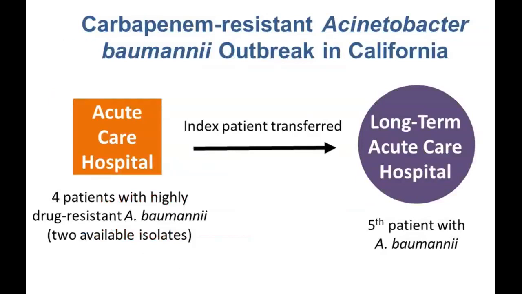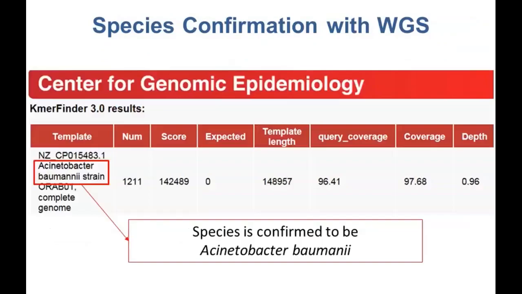The index patient, for which we did not have an isolate, was transferred to an LTAC hospital, where a 5th patient was subsequently identified approximately 1 month later. An isolate was available for this patient, and it was also submitted for sequencing. Of note is that although the isolates were known to be highly resistant to carbapenems phenotypically, a putative genetic determinant was not known. Next slide.